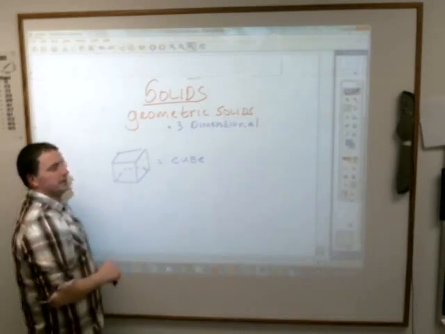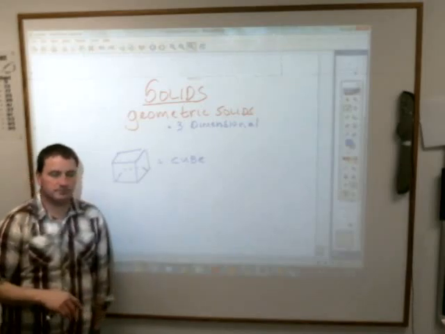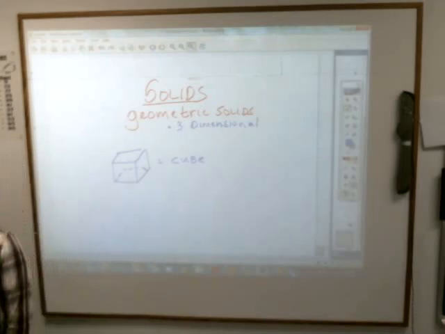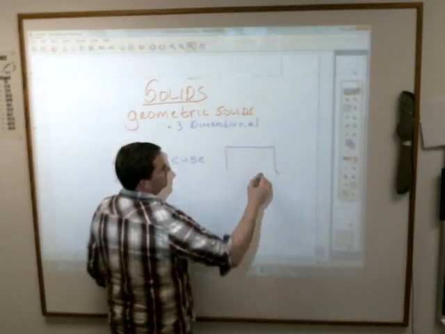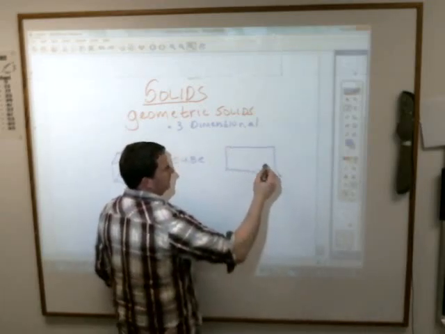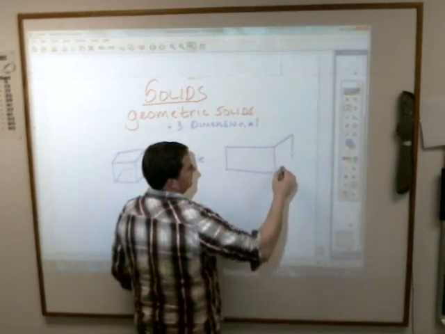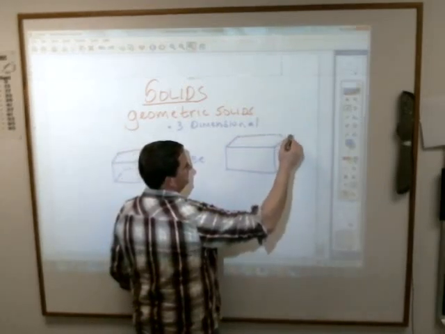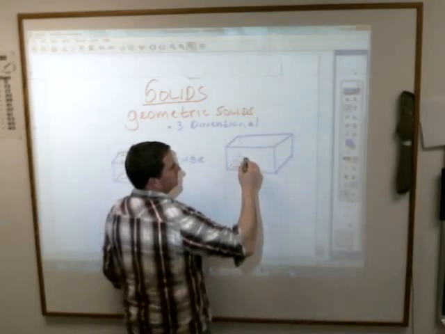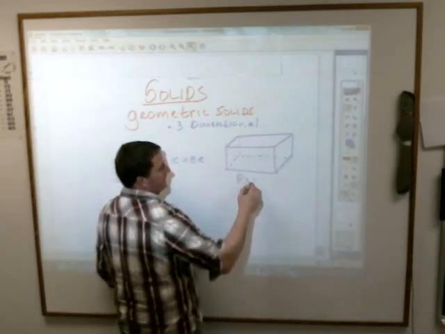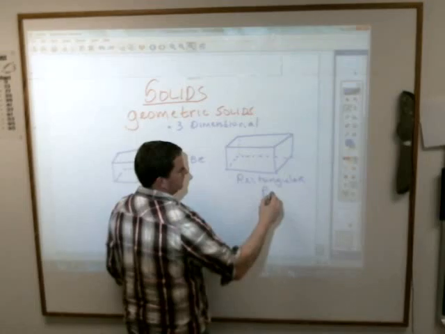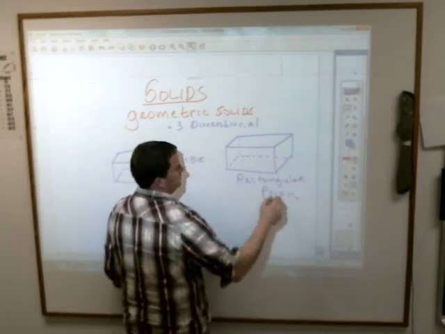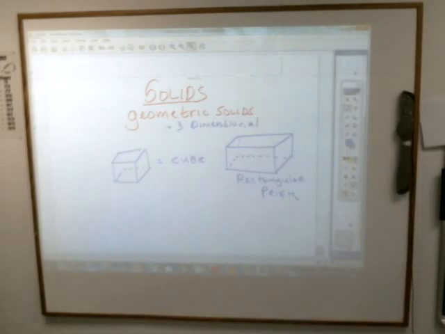Another solid that we have is called a rectangular prism. A rectangular prism is nothing more than a glorified box. Here's kind of the best way to draw that. It's a rectangle. It doesn't have to be all the same rectangles. It can just be rectangles made up of rectangles and squares. Okay, this is a rectangular prism, or box.